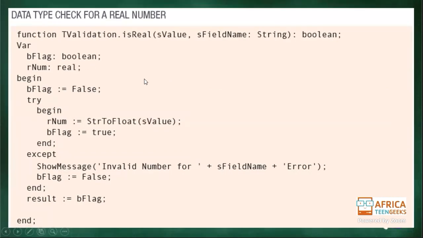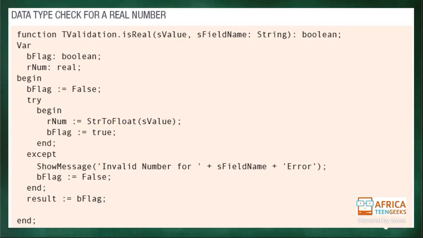Okay, so let's look at the data type check for a real number. It looks exactly the same. It's got the same errors. I'm going to get to that question now. It's got the same errors as the previous one. The only difference is instead of string to int for an integer, they now simply do string to float.